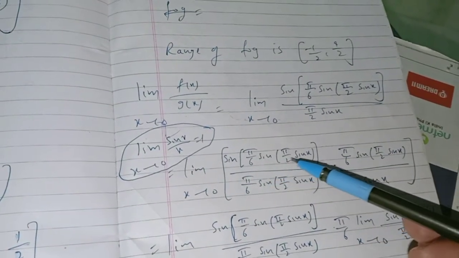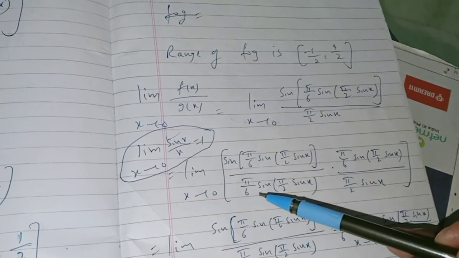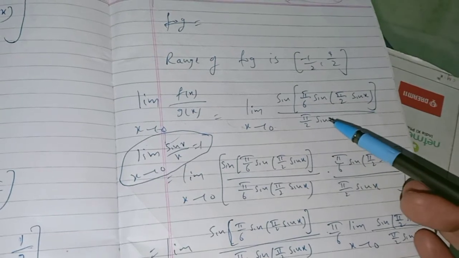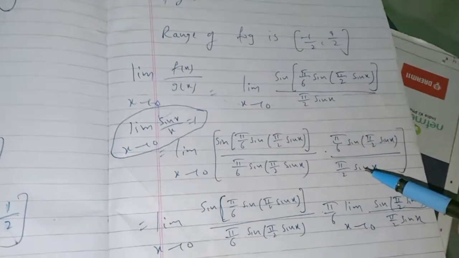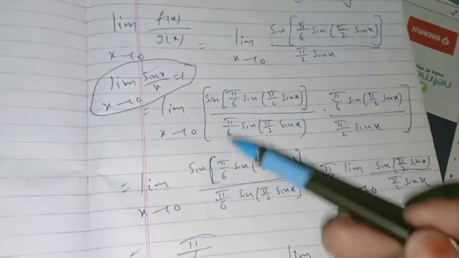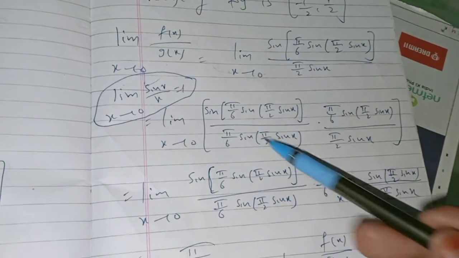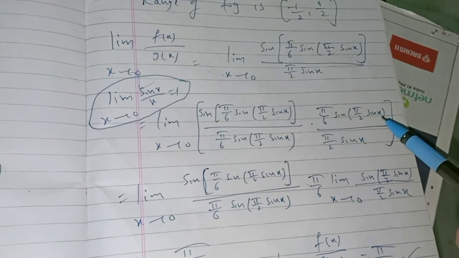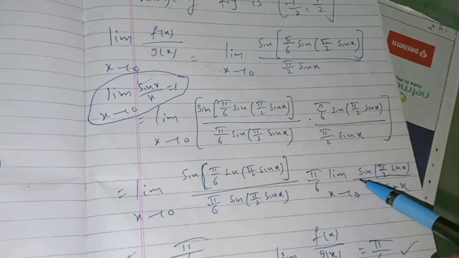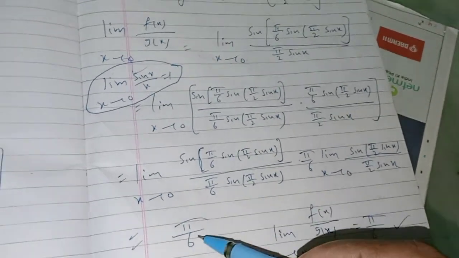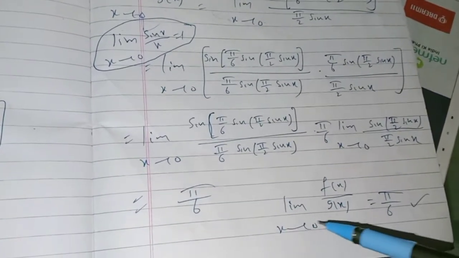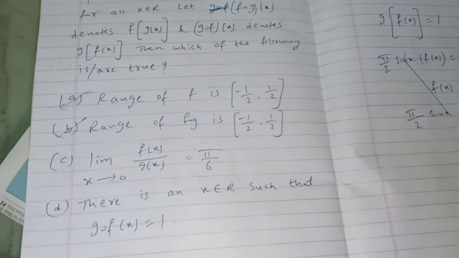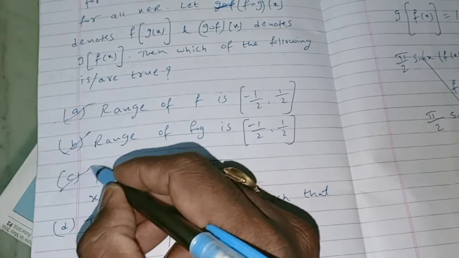So sin pi by 6 sin pi by 2 sin x divided by the same pi by 6 sin pi by 2 sin x, into pi by 6 sin pi by 2 sin x. Already in the denominator pi by 2 sin x is there, as it is you can rewrite. Now you can separate the terms. So limit x tends to 0 this term into pi by 6, which is the constant, outside. Limit x tends to 0 sin pi by 2 sin x by pi by 2 sin x. We know very clearly this value is 1, this value is 1. So the value is pi by 6. So limit x tends to 0 f of x upon g of x is equal to pi by 6. So the third option is also correct.